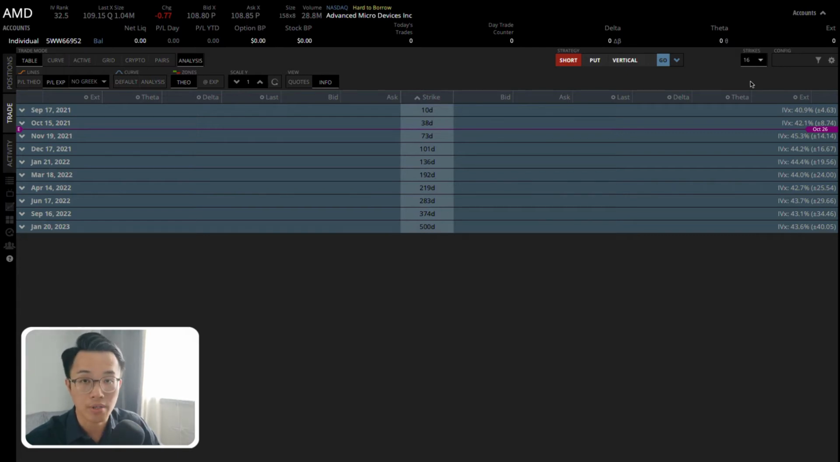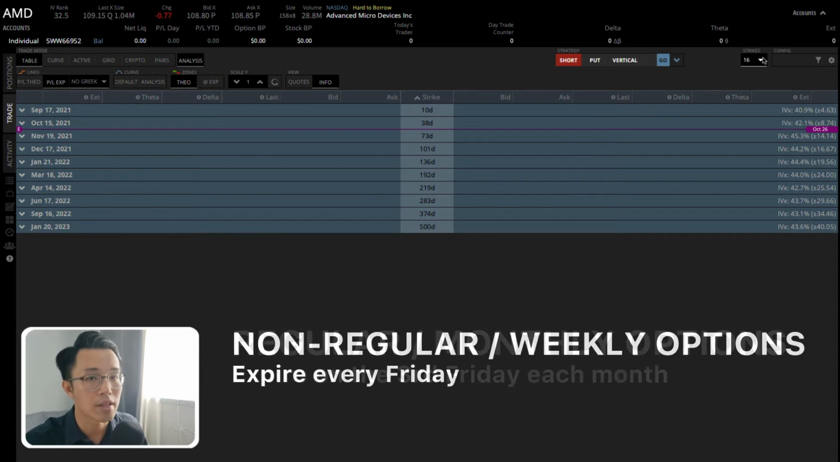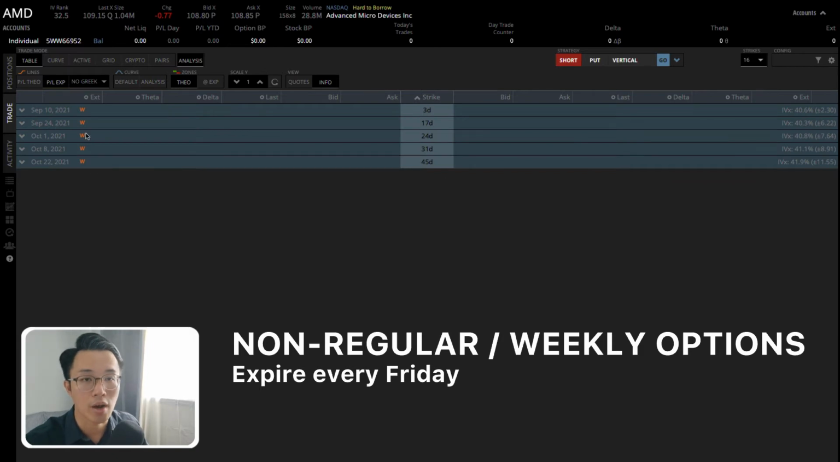So for stock options, there are two kinds. You have the regular and the non-regular options. Regular options just means that they expire on the third Friday of every month, so they're also known as the monthly options. Then you also have the non-regular options, which are weekly options. So these expire every Friday.